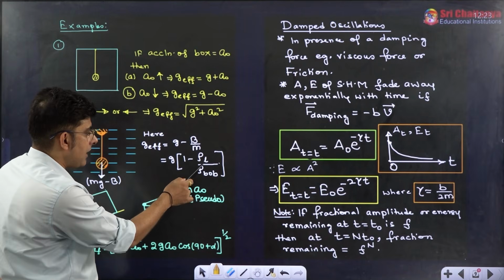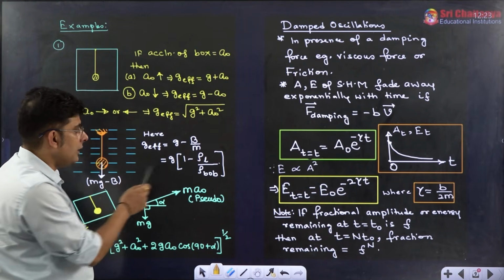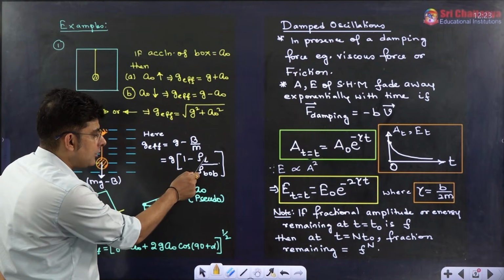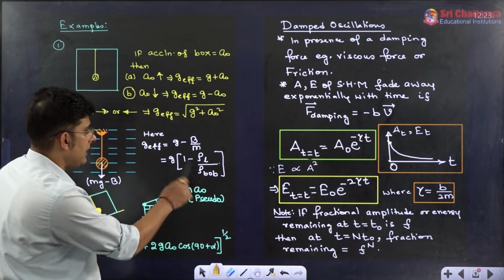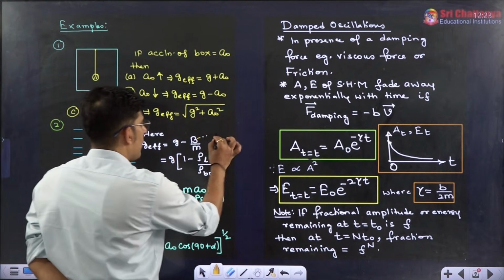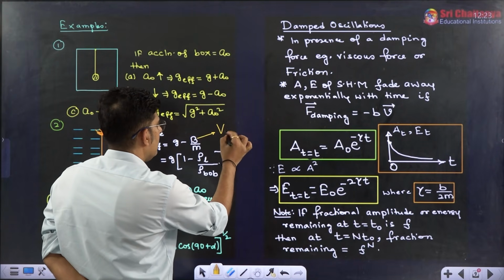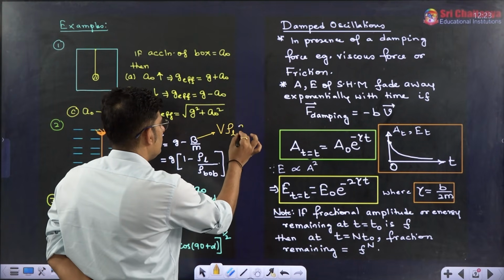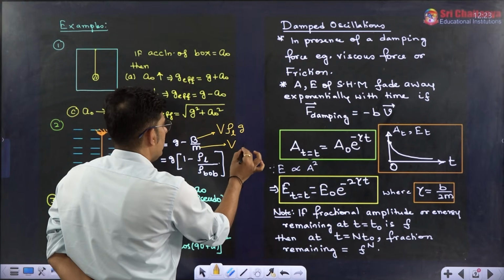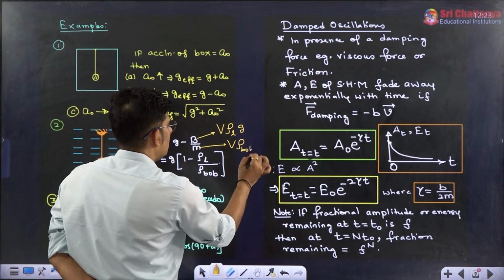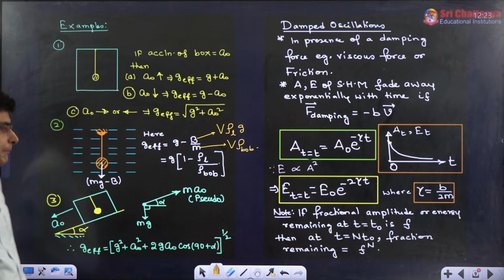So buoyant force by mass: if the entire volume is inside, you get g common, 1 minus rho L by rho bob. Because buoyant force is nothing but the volume of the pendulum, since it is completely inside, into the density of the liquid into g, and the mass is volume into the density of the bob. So from here you get this value.